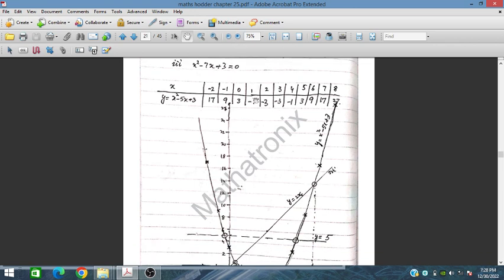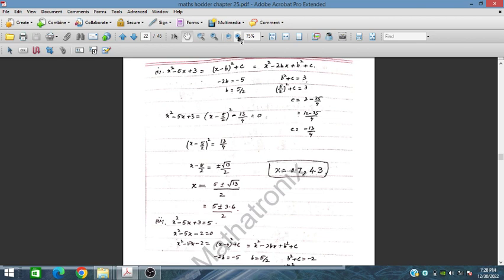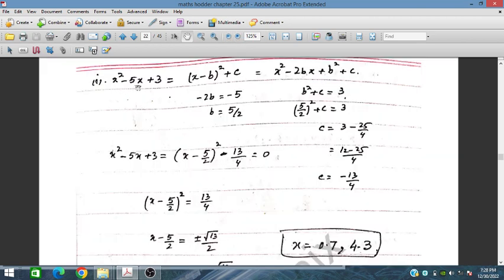So let's go to details. For x square minus 5x plus 3, this can be written as x minus b square plus c, since the coefficient of x square is 1. It can be opened as x square minus 2bx plus b square plus c. On comparing coefficients, minus 2b is equal to minus 5, so b is equal to 5 upon 2, that is 2.5, and b square plus c is equal to 3. In place of b we write 5 upon 2 square, so c is equal to 3 minus 25 upon 4, that is minus 13 upon 4.